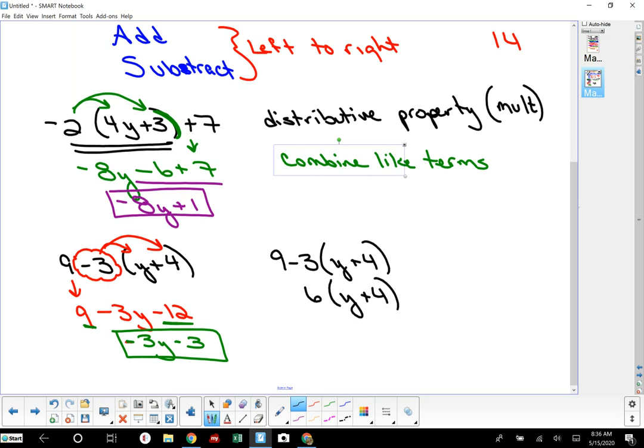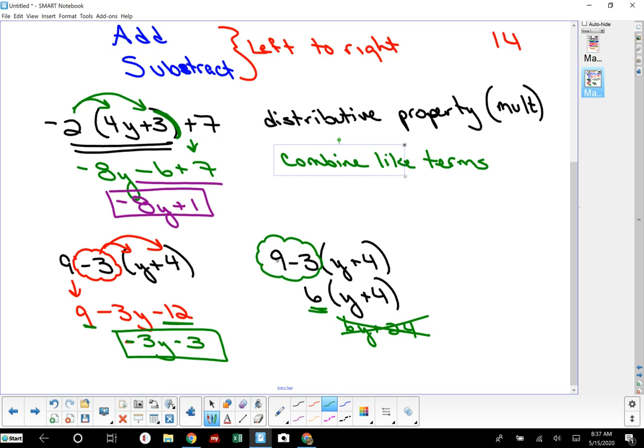Can you tell where that came from? Do you know what I just did? What they do is they take these two things and subtract first, because that's what they see first, going left to right, and they get a 6. That changes this problem completely. You end up with a 6y plus 24, which is not the answer.